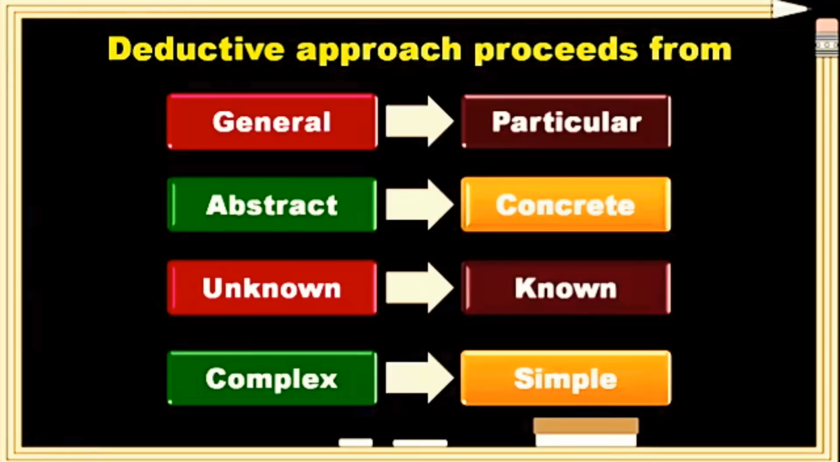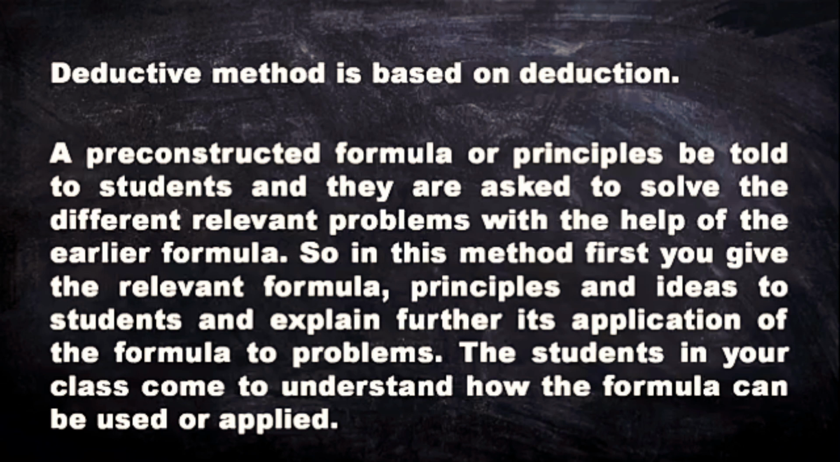This method proceeds from general to particular, abstract to concrete, unknown to known and complex to simple. This is the reverse of the inductive method. In this method, a pre-constructed formula or principles are told to the students and they are asked to solve the different relevant problems with the help of the earlier formula.